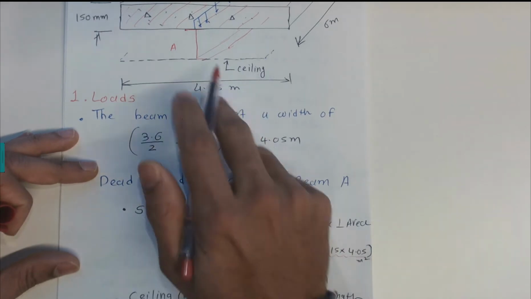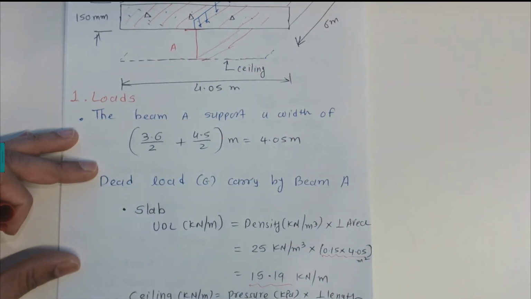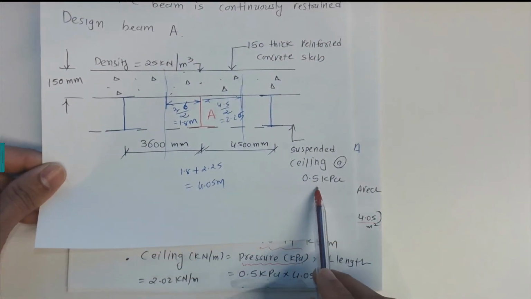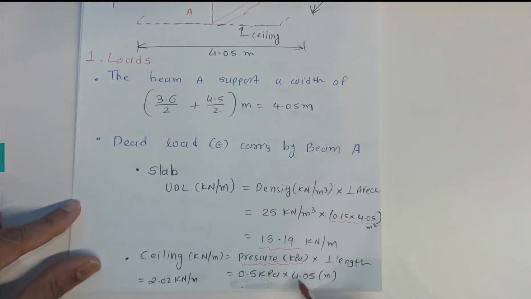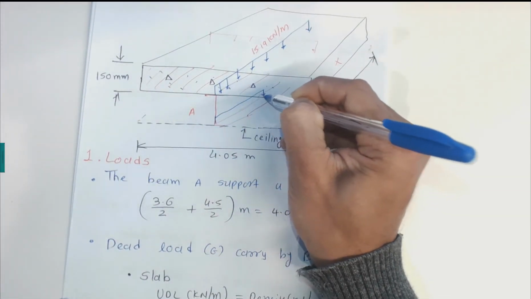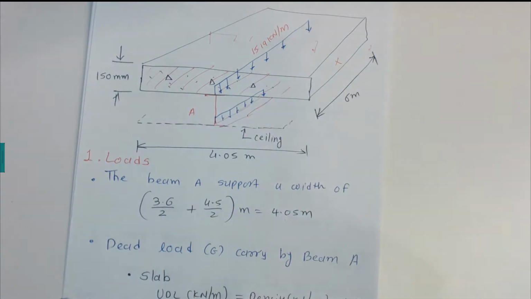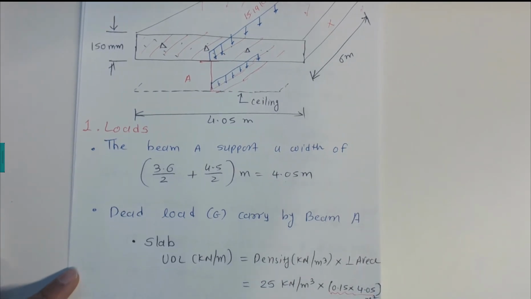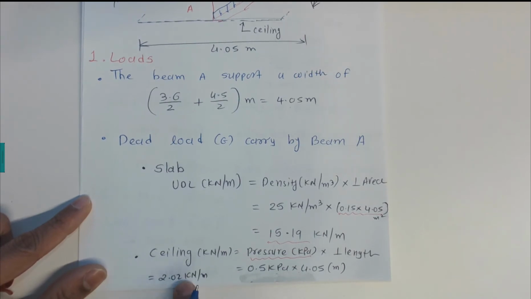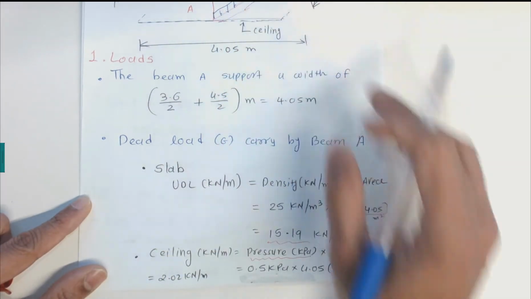Next, we talk about the ceilings and how much load is carried by the ceiling in kilonewton per meter. The pressure is given for the ceilings, which is 0.5 kilopascals in the question. That pressure times the perpendicular distance gives the load, as the ceilings also apply a UDL to these steel beams. The perpendicular distance is 4.05, which gives us 2.02 kilonewton per meter. That 2.02 kilonewton per meter is the UDL applied by the ceiling to the steel beams due to its weight.